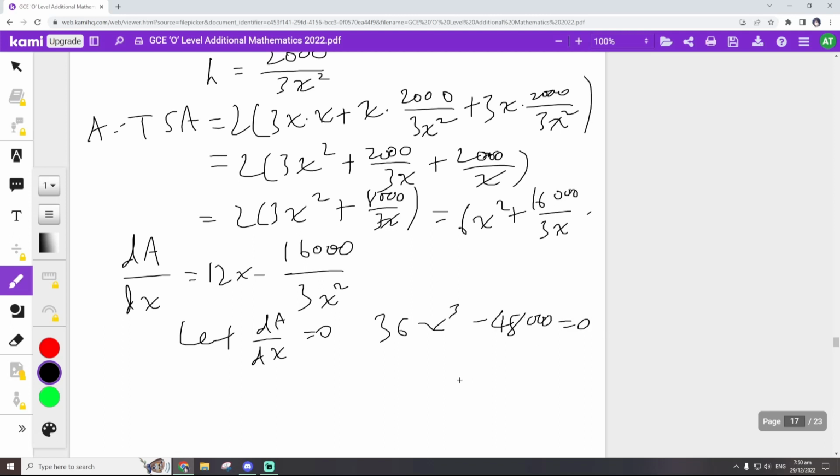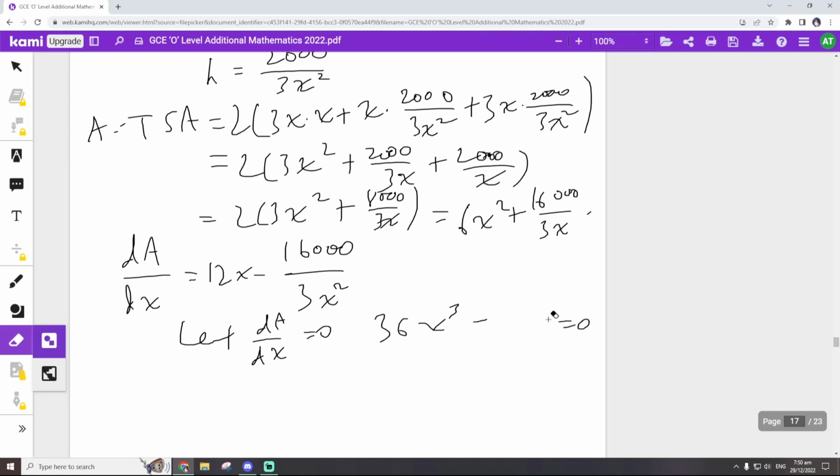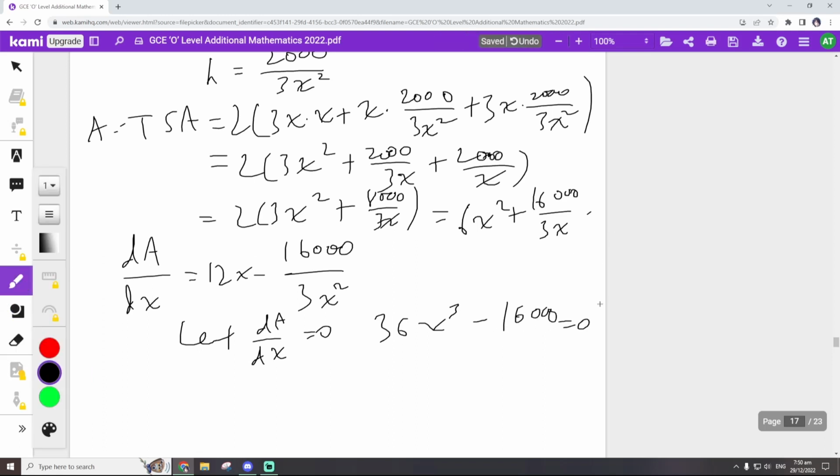Which can be simplified if I divide by 12. Oh wait, no, 16,000, sorry. Which can be simplified to x cubed equals 4,000 divided by 9. And then you can find x from here.